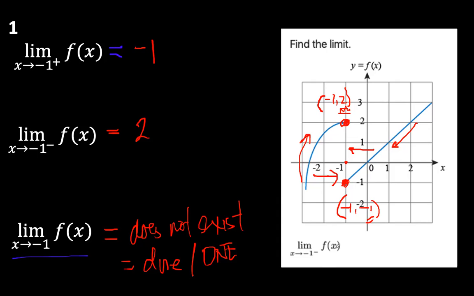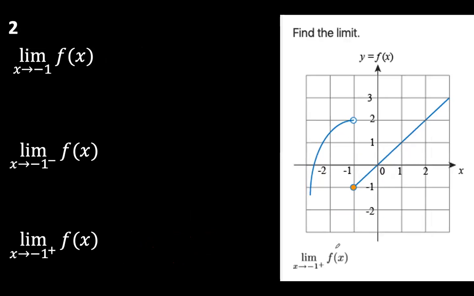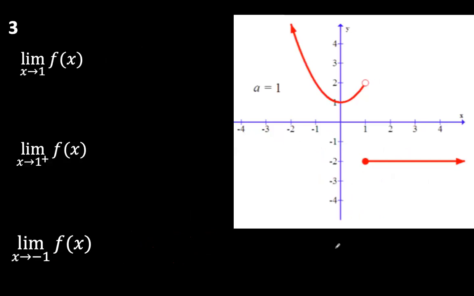So automatically, it does not exist. In number 2, we have the same given, and let's talk about number 3. In number 3, we have the limit of f of x as x approaches 1. So we're going to find this limit, but to find this, we need to find the one-sided limits.